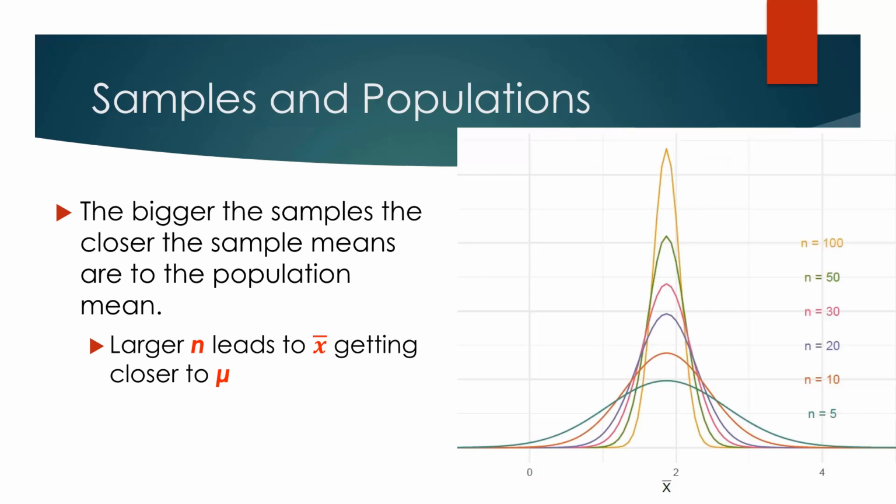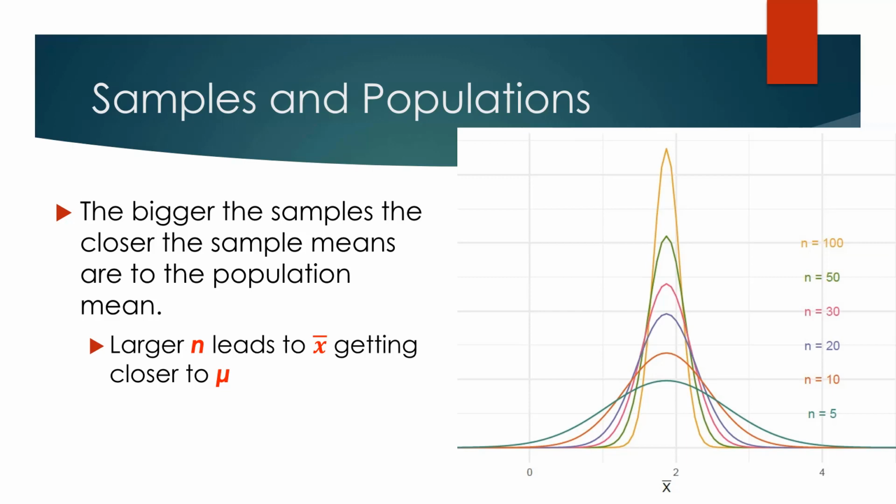So the bigger the samples, the closer the sample means are to the population. So the larger N leads to the sample mean getting closer to the population mean. Larger N leads to X bar getting closer to mu. That's the thing to remember here, all right? And a little illustration here on this graph on the side. This is just showing how the sampling distribution gets narrower and narrower as your N increases, right?